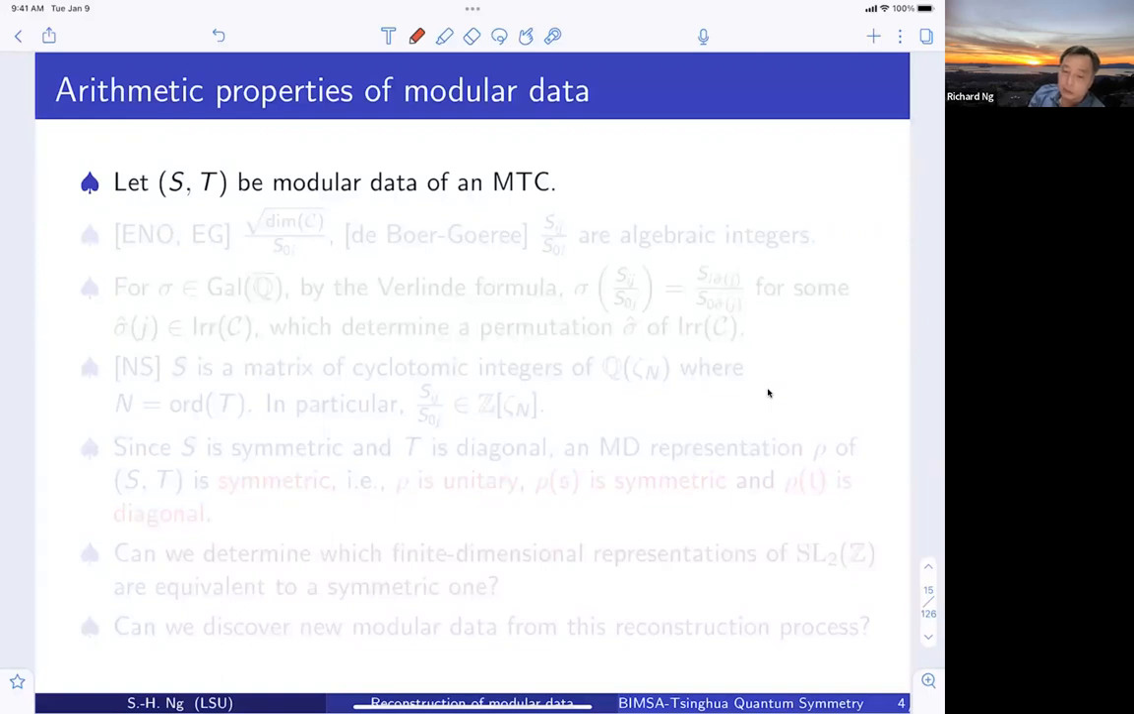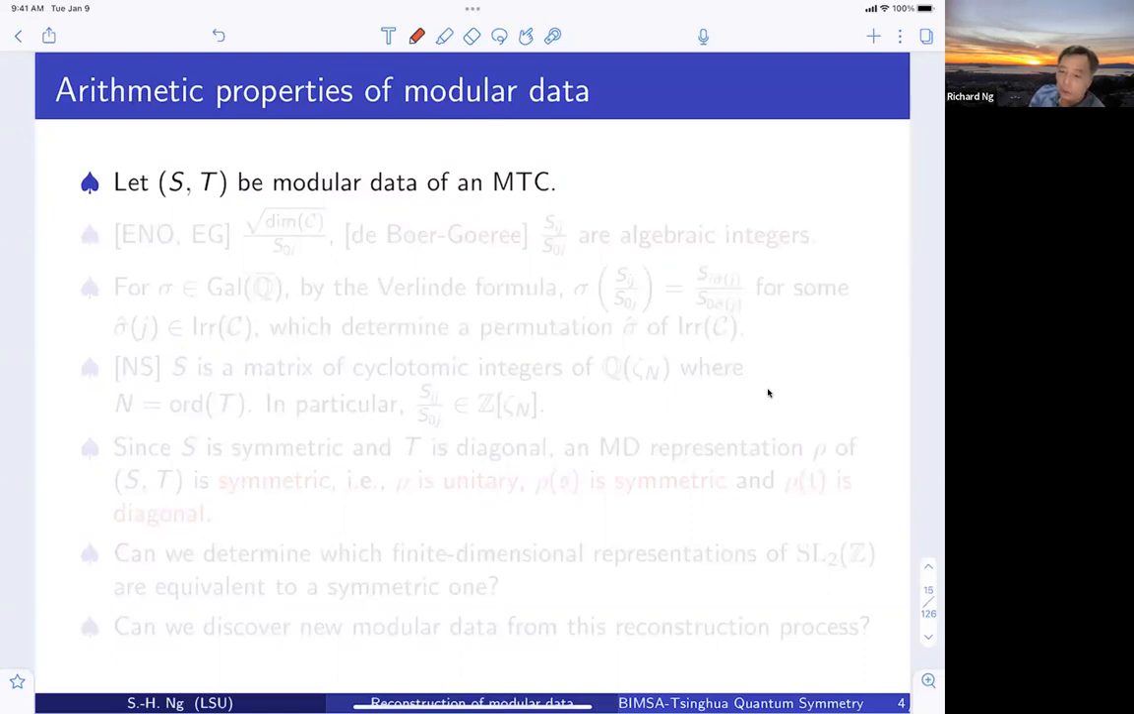To this end, we need some properties of MD representations and the arithmetic properties of modular data. So basically, these are the properties that we will use to work out whether a given representation of SL2C is realizable by a modular tensor category. And from a computational point of view, you can actually implement such a determination.